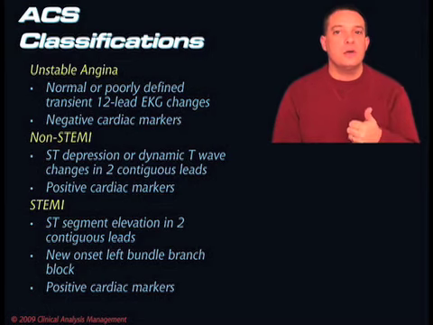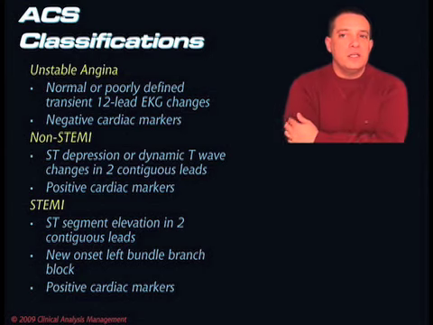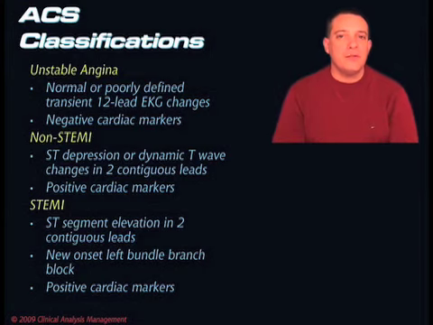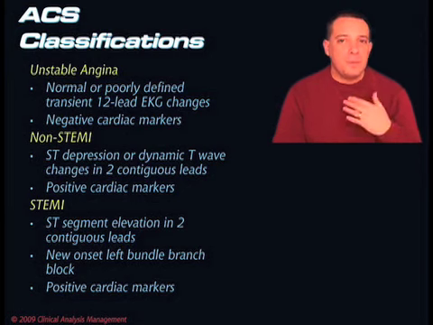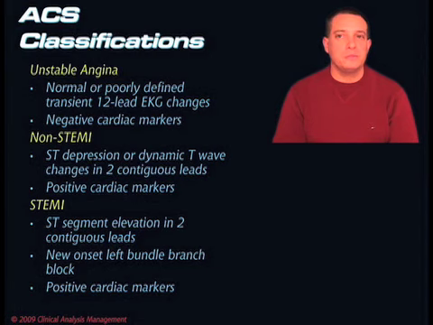So in order to make the diagnosis of unstable angina, remember that we said the patient has either a normal EKG or they have poorly defined or transient EKG changes and their cardiac markers are negative. If the patient has ST depression in two or more contiguous leads or dynamic T-wave changes and an increase in their cardiac markers, we call that a non-STEMI. And finally, we said a STEMI was ST segment elevation in two or more contiguous leads or a new onset left bundle branch block and positive cardiac markers.